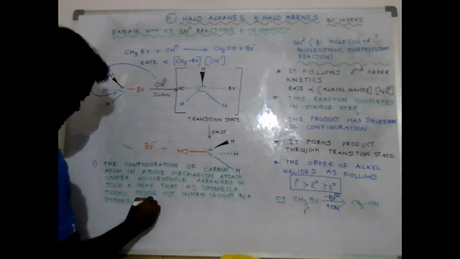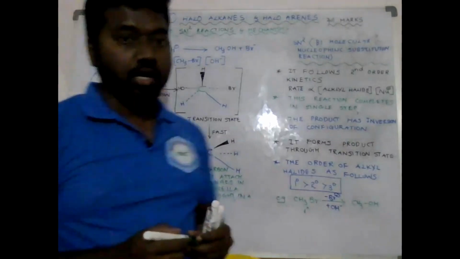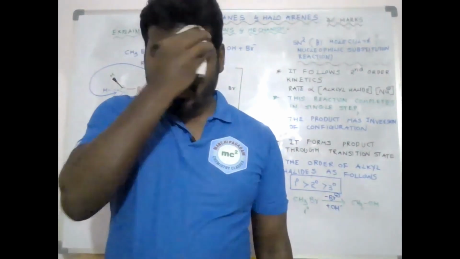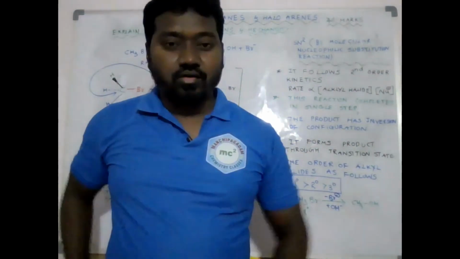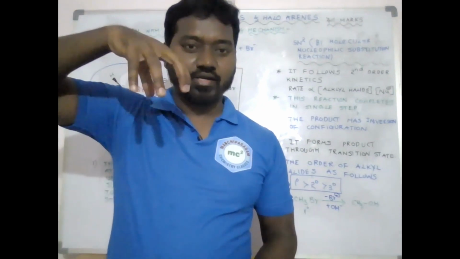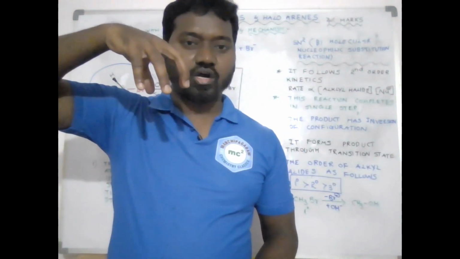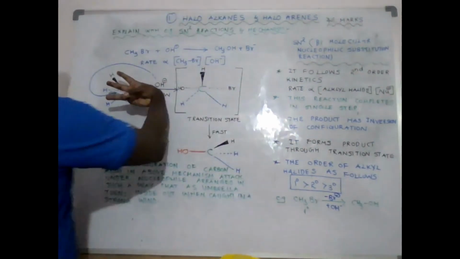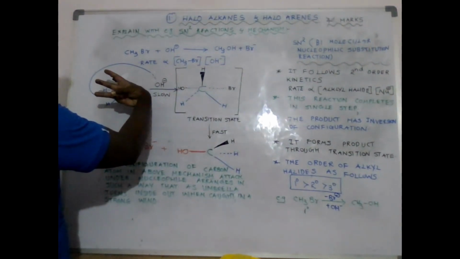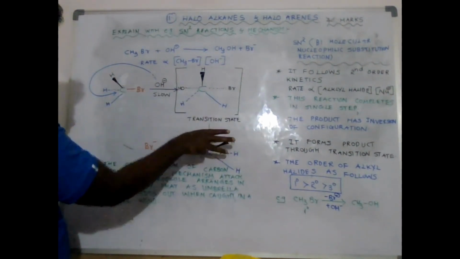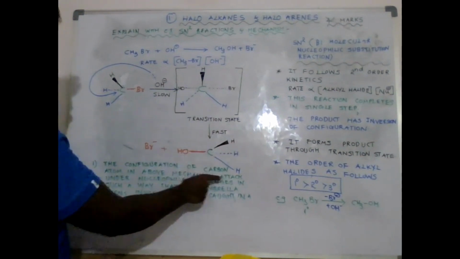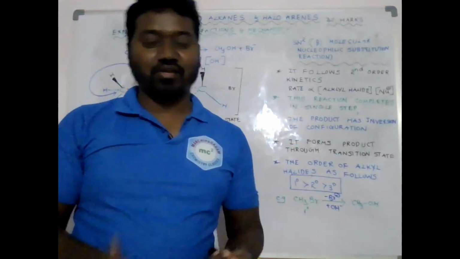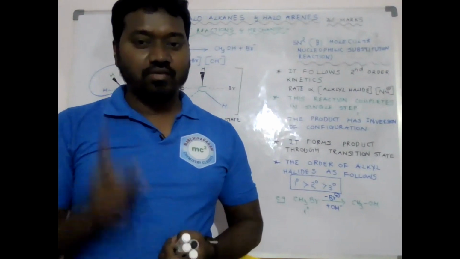Whenever in the rainy season you go out using an umbrella, what will happen when a strong wind has come? The umbrella turns inside out, right? When the strong wind comes, this will become like this. If you observe this, here all the three are like this, correct? So whenever the product has come, that will become like this. So this is the point. The configuration of carbon atom in above mechanism, attack under nucleophile arranges in such a way that an umbrella turns inside out, reverse. So inversion configuration. That is the one point.